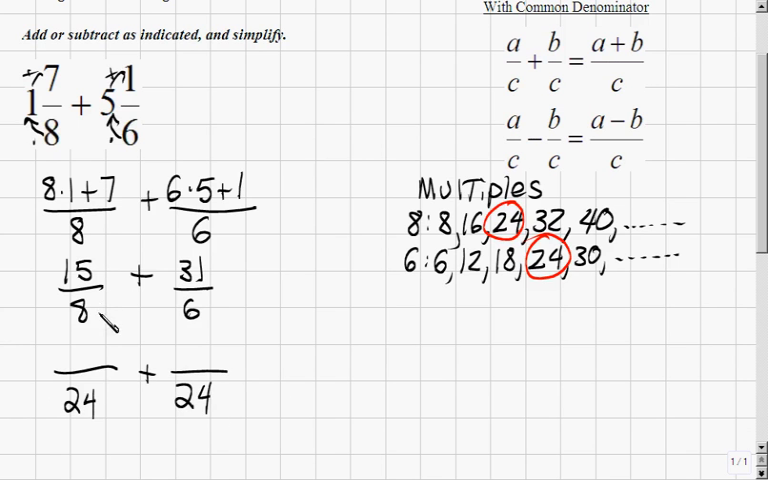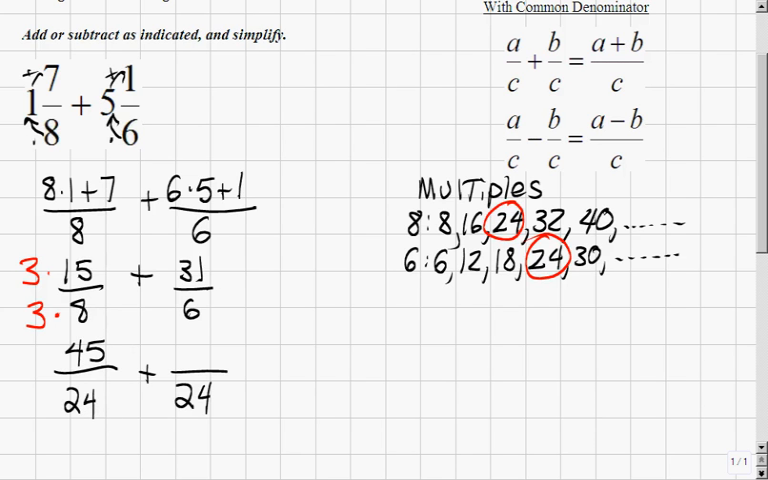The next rule will be to change each one of these fractions so that they will have a common denominator of 24. Well, to do that, let's multiply the first fraction by something, top and bottom, so that the bottom will be 24. What times 8 is 24 would have to be 3. So multiplying the bottom by 3, we'll multiply the top by 3. 3 times 15 becomes 45. Our new equivalent fraction, 15/8, will be 45/24.